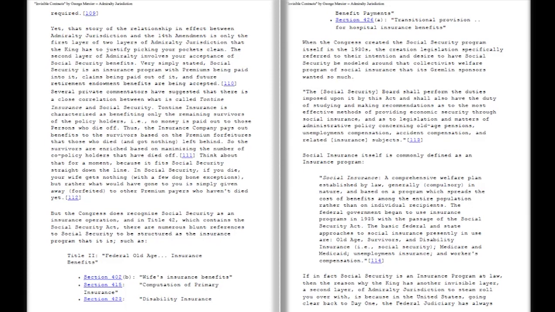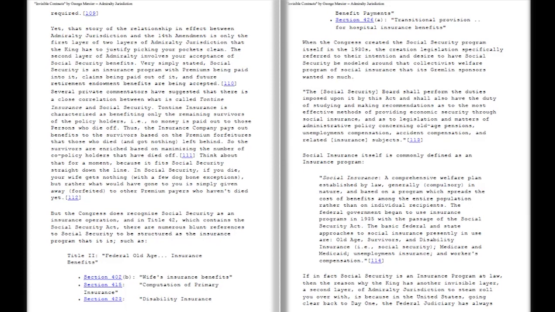113. Social insurance itself is commonly defined as an insurance program. Social insurance, a comprehensive welfare plan established by law, generally compulsory in nature, and based on a program which spreads the cost of benefits among the entire population, rather than on individual recipients. The federal government began to use insurance programs in 1935 with the passage of the Social Security Act. The basic federal and state approaches to social insurance presently in use are old age, survivors, and disability insurance, i.e., Social Security, Medicare and Medicaid, unemployment insurance, and workers' compensation.